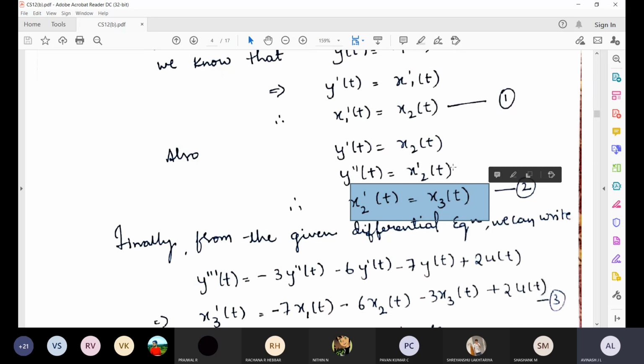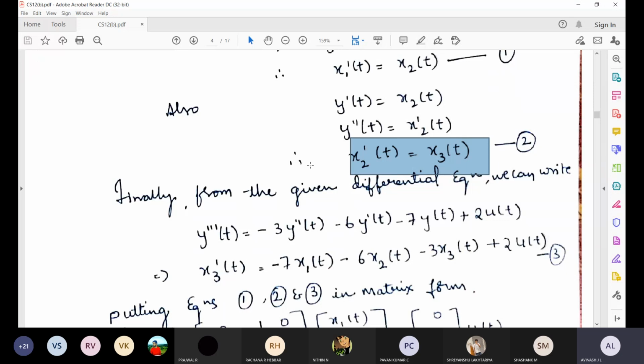Is that clear? This is very simple, primitive mathematics. Now after that we have to find some other value, that is x3 dash of t. How will it come? Finally, from the given differential equation we can write the following.